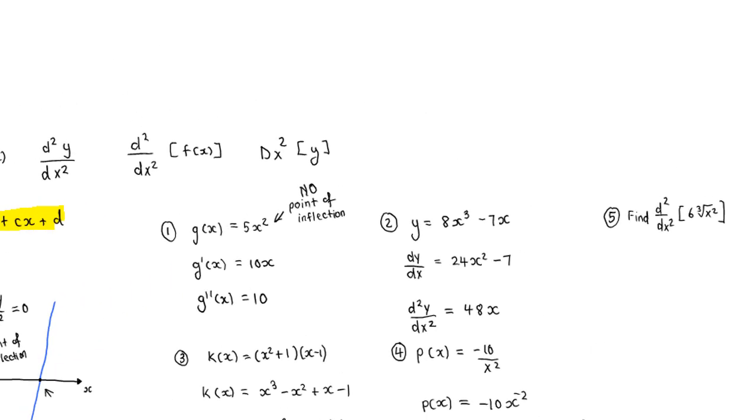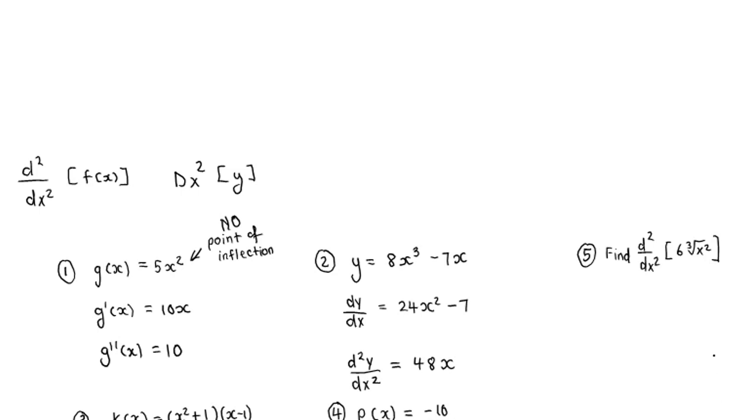Last example. We have to find d squared by dx squared of this function, 6 times the cube root of x squared. We can start by saying let f of x equal 6 times the cube root of x squared. Once we have that, we are able to manipulate it on the outside. So we have 6 times x to the exponent 2 over 3.